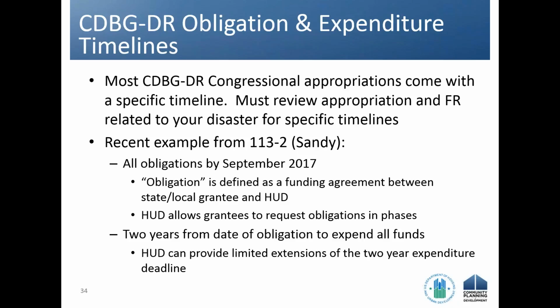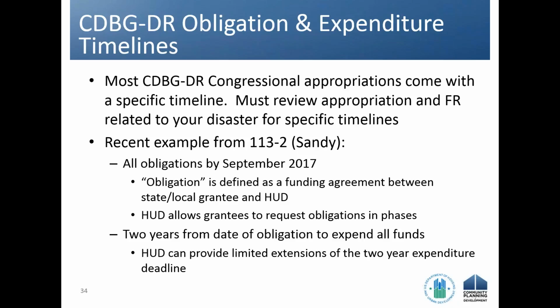And HUD has allowed that grant agreement to be a rolling agreement, so that you can take some of my funds now, some of my funds later, some of my funds a little bit later, but all of that together, all of it has to be obligated by September 2017. So your federal appropriation might have a different end date, but there'll typically be a date at which all of your funds have to be obligated.